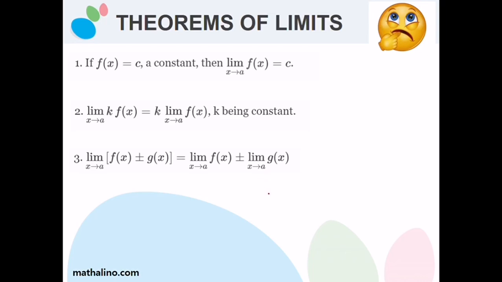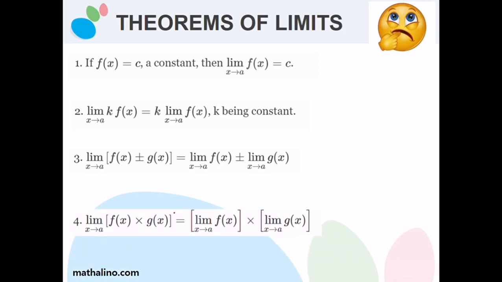So therefore, the limit that we have here is not literally equal to the given function, but approximately equal, or the value approaches the exact value. In the fourth one, the limit of f(x) times g(x), wherein x approaches a, is equal to the limit of f(x) as x approaches a times the limit of g(x) as x approaches a.